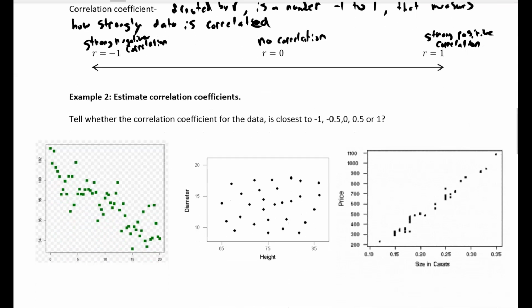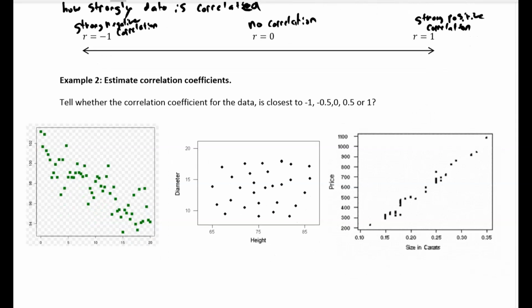So to estimate correlation coefficients, we want to tell whether the correlation coefficient for the data is closest to -1, -0.5, 0.5, or 1. And this is basically your best guess, but you can infer a little bit here. Let's start with this middle one. Clearly, if I were to draw a line, it doesn't really look like it's trending upwards or downwards. I would probably argue this one has no correlation, seemingly. And that would be an R value of 0.